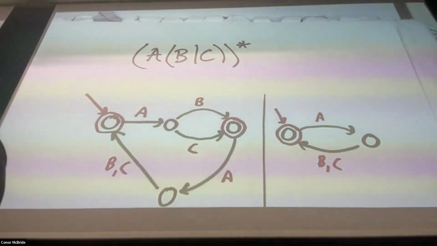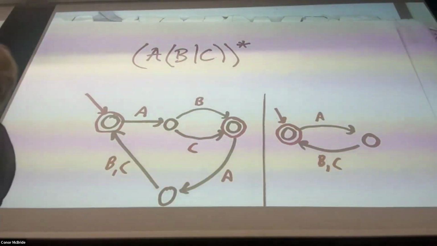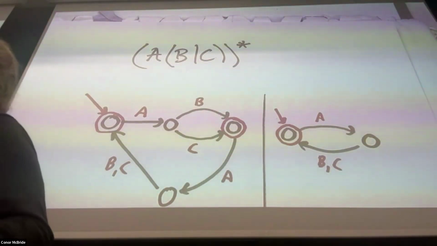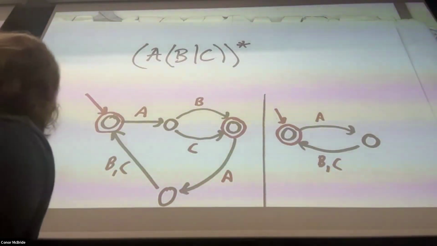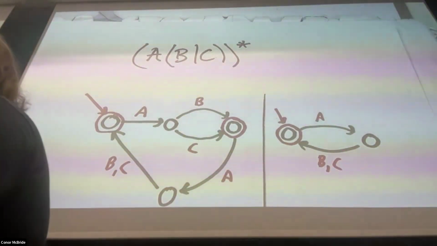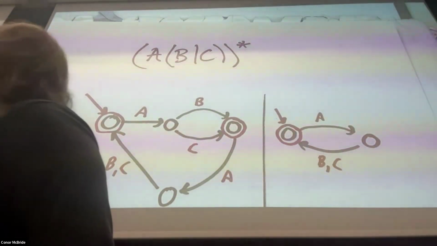So you could ask, given an automaton, is there a better one that does the job just as well, a smaller one? And you could ask if this is decidable or not.